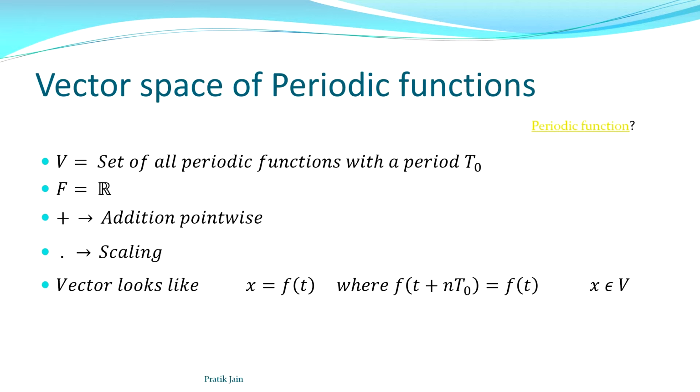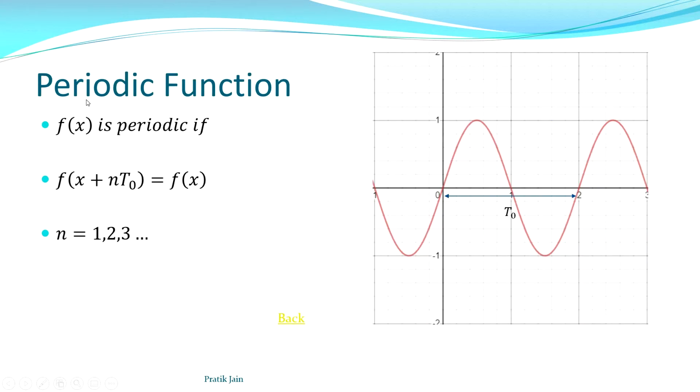This is one of them: the vector space of periodic functions. Let us just revise what a periodic function is. f of x is a periodic function if f of x plus n T naught is equal to f of x. What does this mean? Take any value of x, say on this sine wave that I've plotted. Let us take the value pi by 2. At this point, sine pi by 2 is 1.